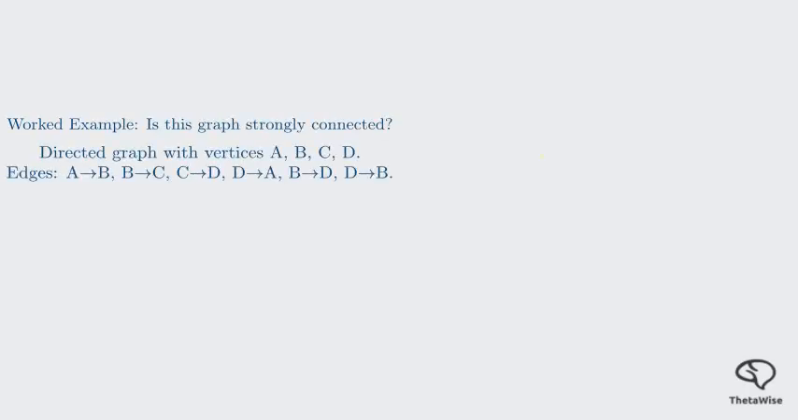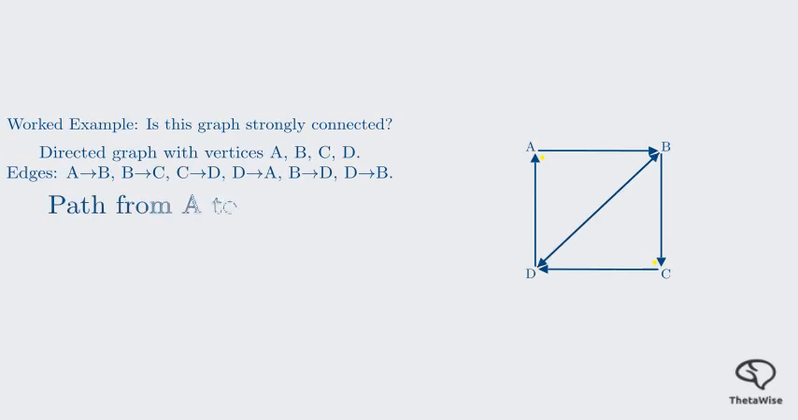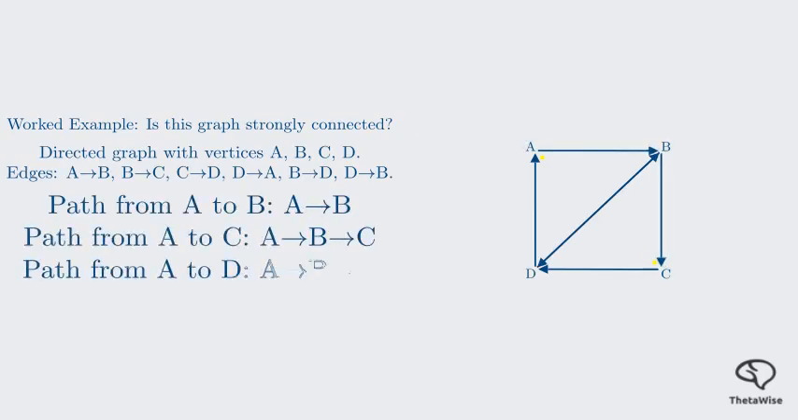Let's work through an example. Determine whether this directed graph is strongly connected. To do this, we need to find a path from every vertex to every other vertex. Let's start from A. Can we reach everything? Yes, A to B, B to C, C to D. From D, we can go back to A or to B. From B, we can go to D or A. It seems every vertex is reachable from A.